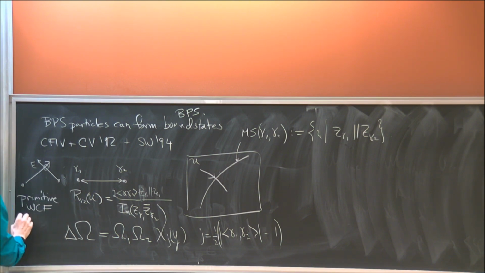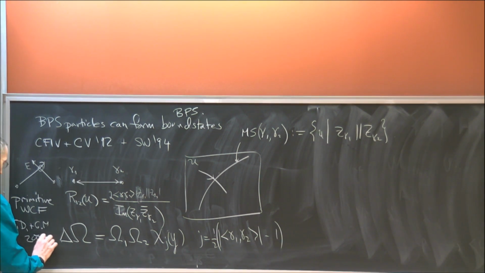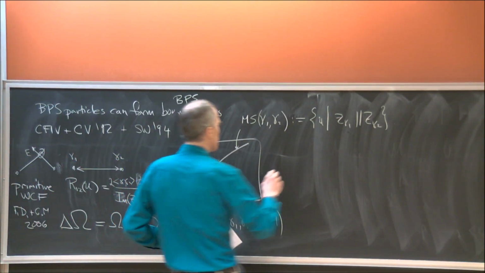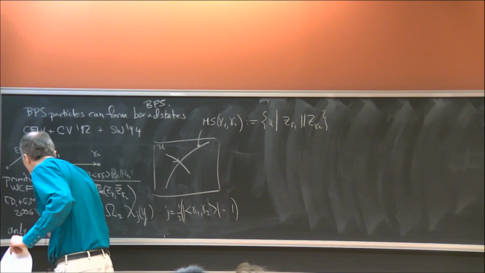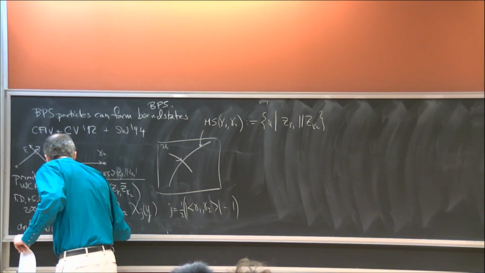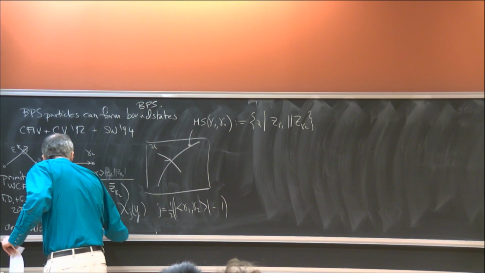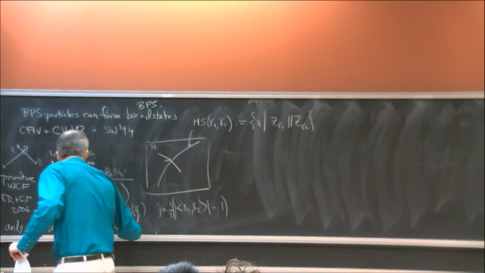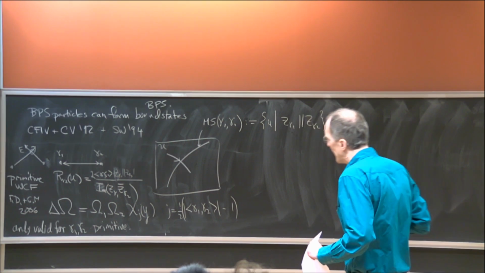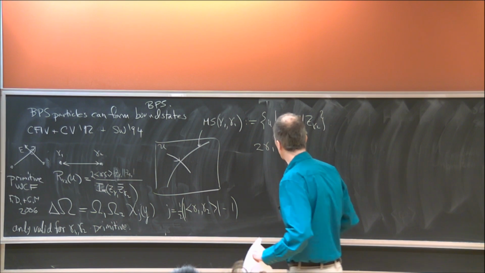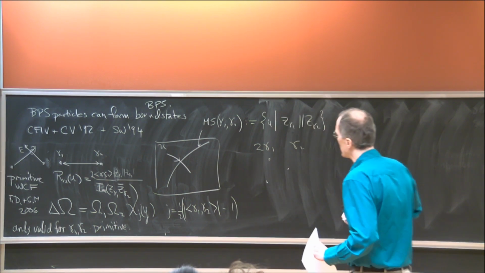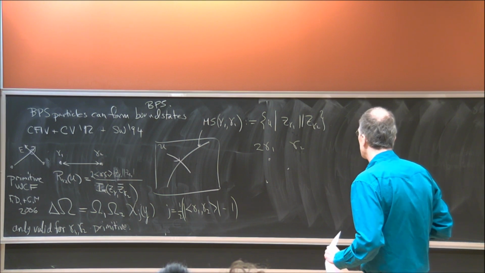And it was written by Frederik Denef and myself in 2006. And it doesn't apply if gamma 1 and gamma 2 are not primitive. So it's only valid for gamma 1 and gamma 2 primitive. Primitive means it's a vector which you cannot divide by an integer and still get an integer vector. And why? Well, if you take 2 gamma 1 and gamma 2, for example, you could have more complicated bound states, even in this classical picture.